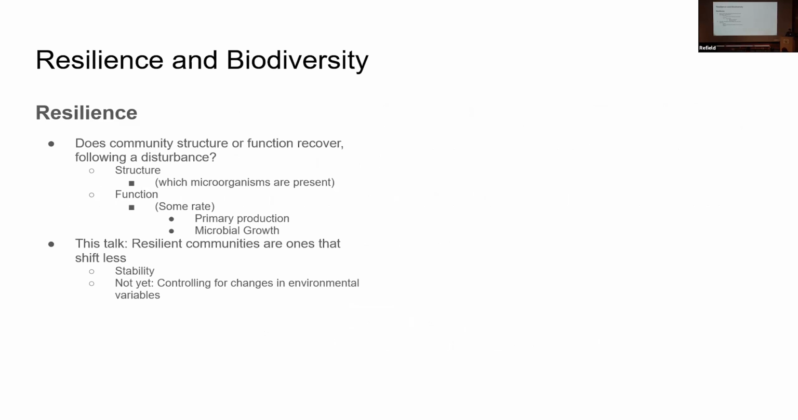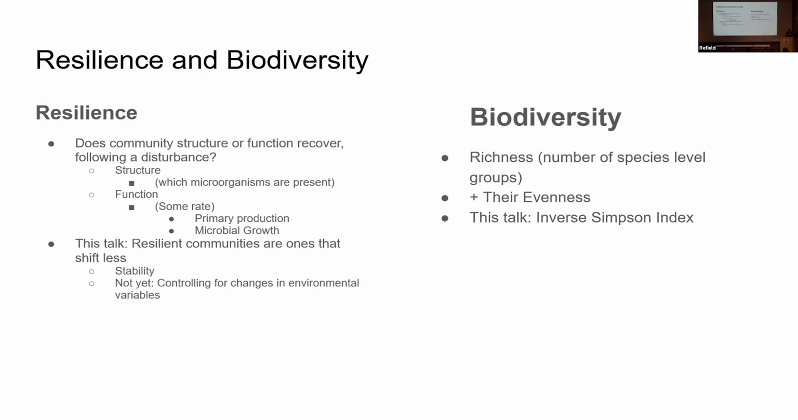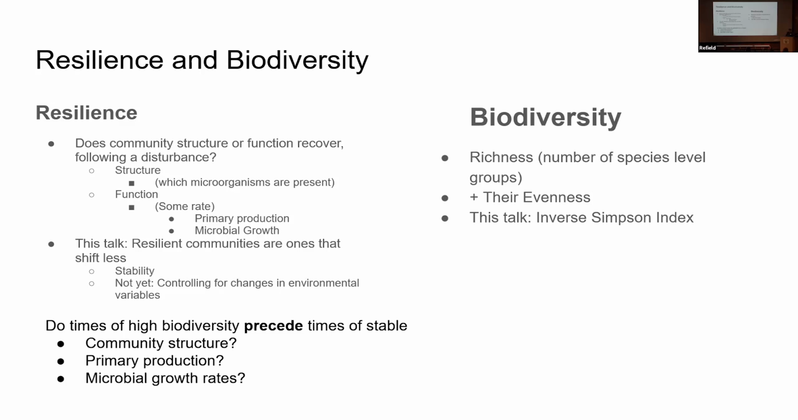In this talk, I'll say that resilient communities are ones that shift less. So this is, again, a metric of stability. And at this point, we're not really controlling for changes in environmental variables. Biodiversity is, I'll talk about alpha diversity, so richness and evenness. And in this talk, I'll be using the inverse Simpson index as a proxy for diversity. My question here is, do times of high biodiversity precede times of stable community structure, primary production, and microbial growth rates?